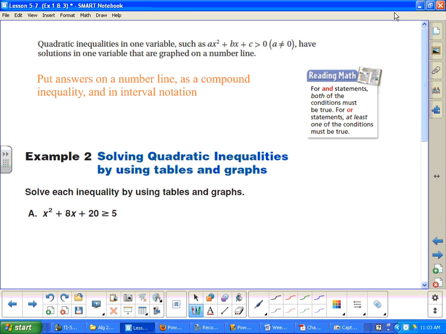So today we're going to be looking at similar stuff with solving quadratic inequalities, but we're going to take a look at our calculator, use the tables and graphs on our calculator to help us see them also. And then we're going to work on some word problems that we'll look at also.